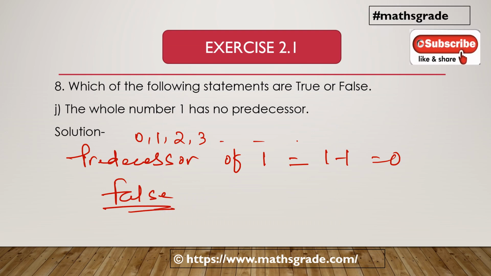Whole number 1 has a predecessor and it is 0. 0 is a whole number. So whole number 1 has a predecessor, that is 0. But it is given that the whole number 1 has no predecessor. So it is false.